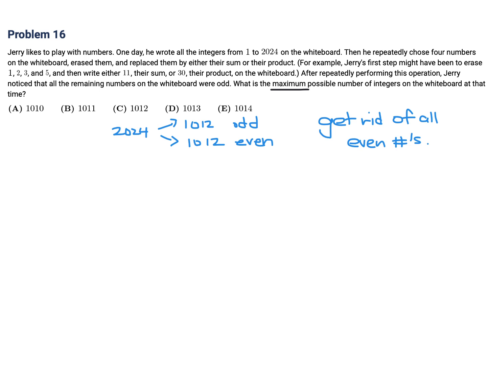Okay, I got it. So what he's doing is he's taking these even numbers, 4 at a time. So that means there's 253 times that he's doing that operation. Yeah, operation. It's actually called an operation. Okay, I got it. I think I have an understanding of this question. And then every time he does an operation, he has to replace it with something, either the sum or the product.